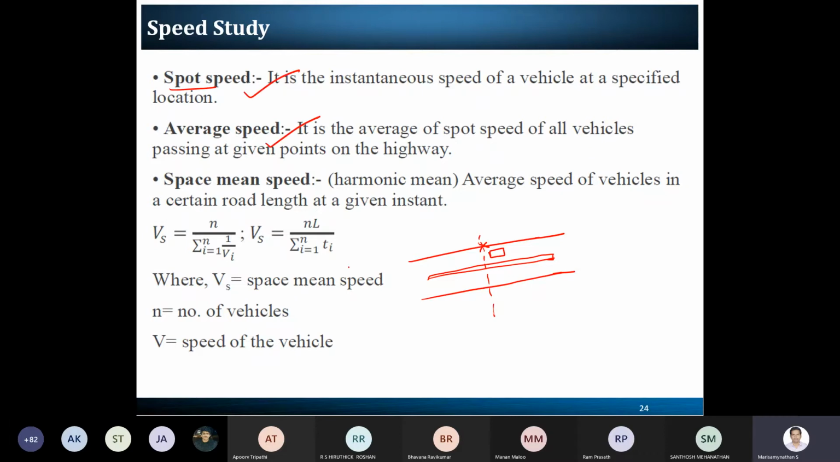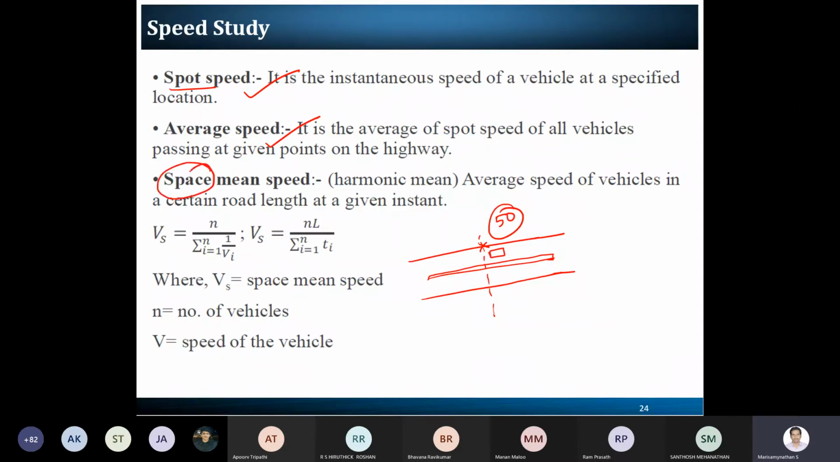Average speed is the average of the speeds. Maybe 50 vehicles passed in 15 minutes, what will be the average? All the speeds you add and divide by the 50 vehicles, so that will be the average speed of the vehicles. Then there are two major components, space mean speed and time mean speed.